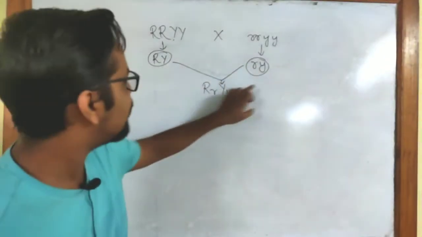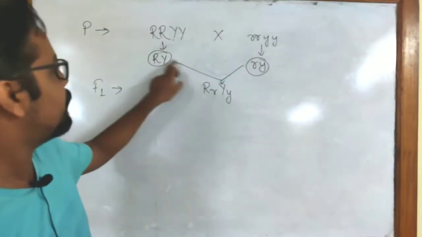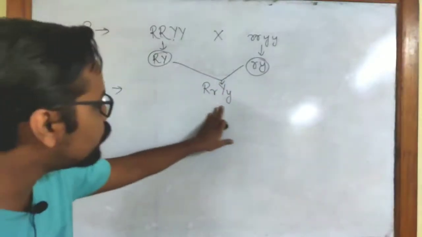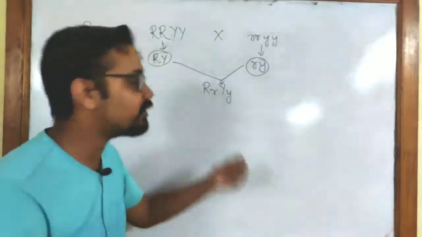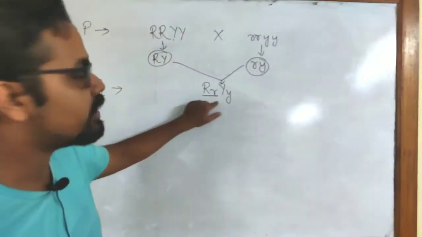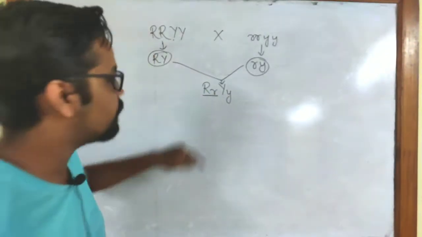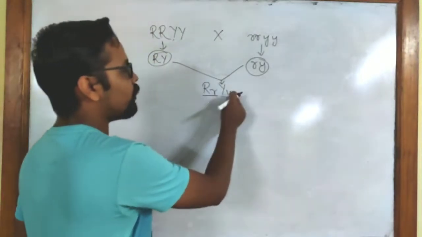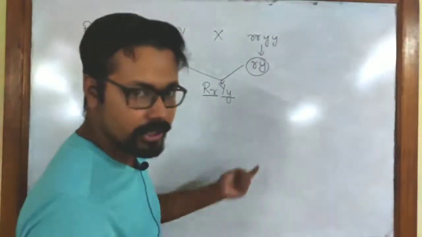So the combination of these gametes will give capital R small r, capital Y small y. So what is going to be the character of this one? Capital R small r will give us what? One dominant, one recessive, means the dominant one, that is round, and this one is going to give us yellow and green together, means obviously yellow because yellow is dominant.